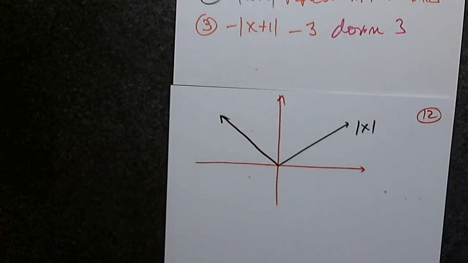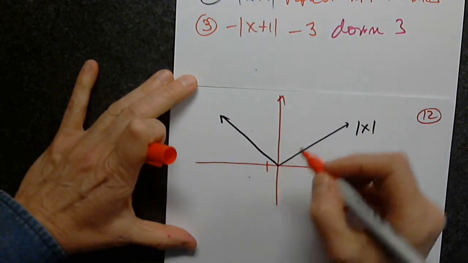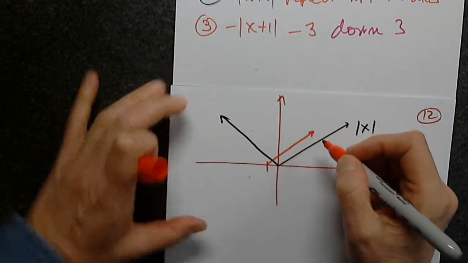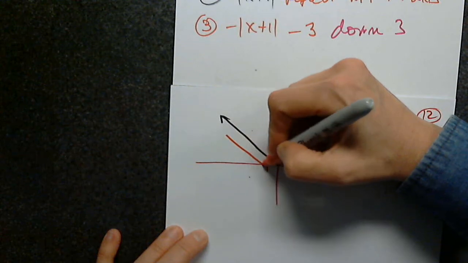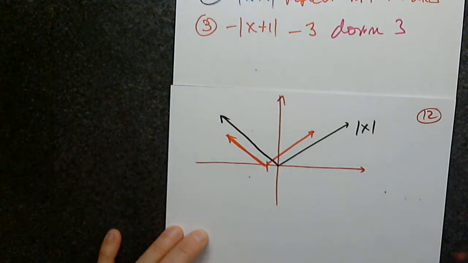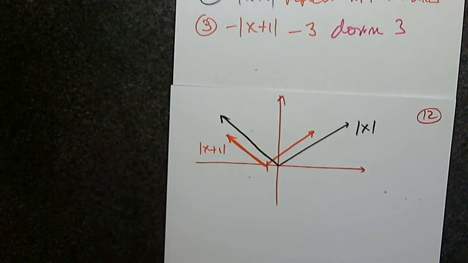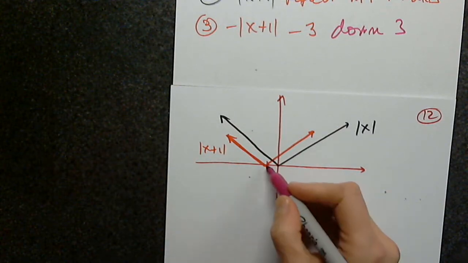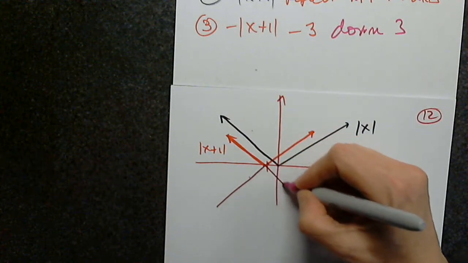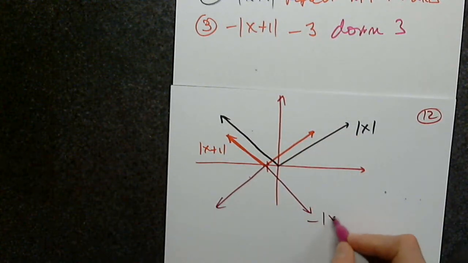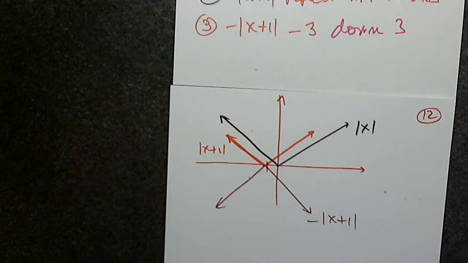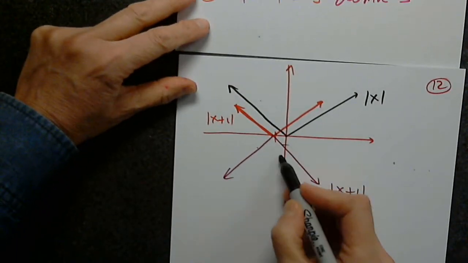Then you told me to shift it where? One more time. Here it is, left one. Oh, I missed it a little bit. Sorry. Good. Then you told me to do what? Okay, I'm reflecting it. And then you told me to do what? Very good.